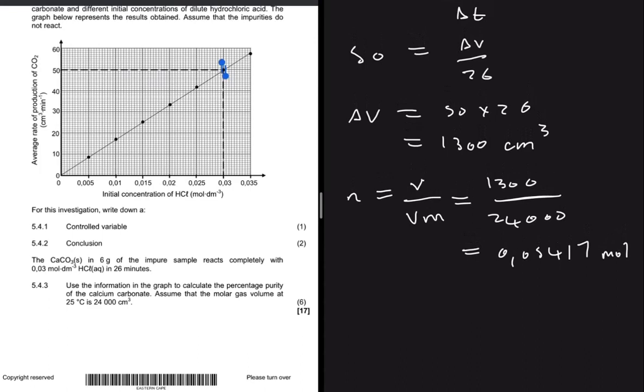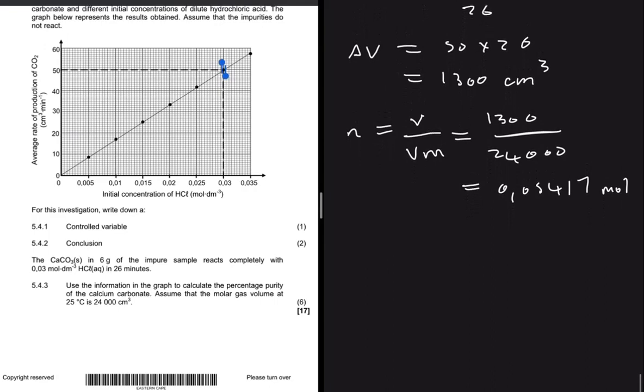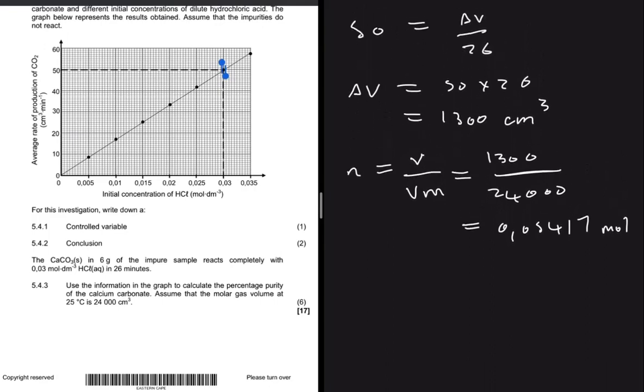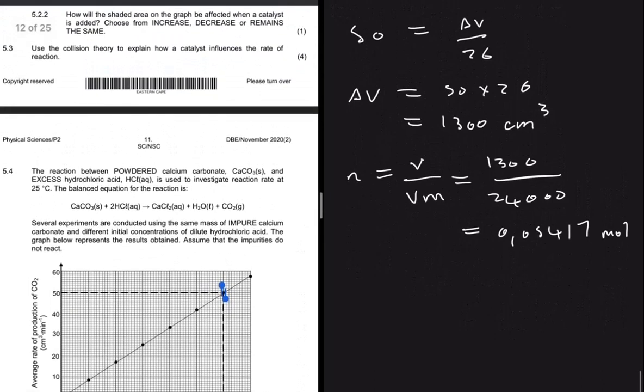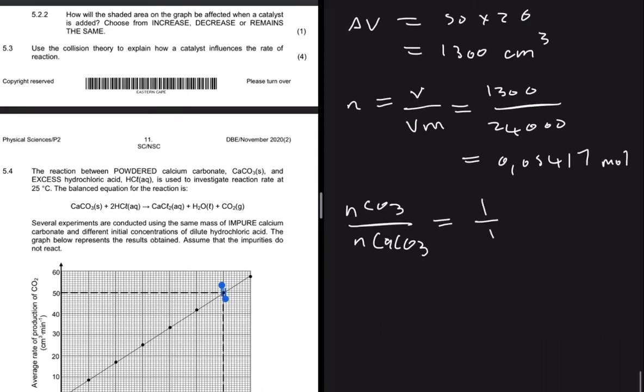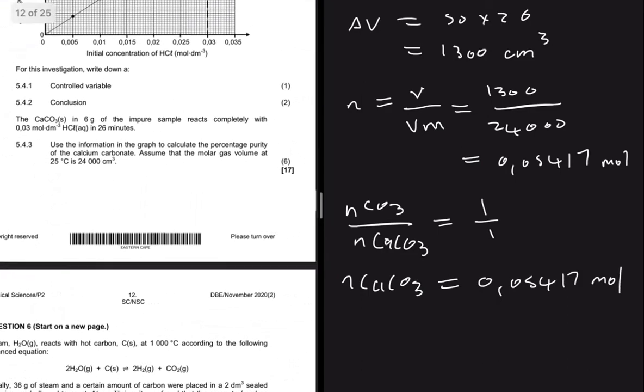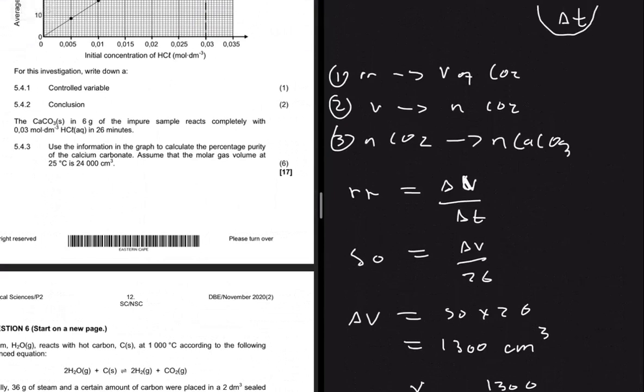So now we can use the number of moles of CO2 to determine the number of moles of CaCO3 that reacted using the ratio of the balancing coefficients. So from our equation, we know that the number of moles of CO2 divided by the number of moles of CaCO3 is equal to 1 divided by 1, because those are the balancing coefficients. So the number of moles of CaCO3 will just be equal to the number of moles of CO2, so that will also be 0.05417 moles.